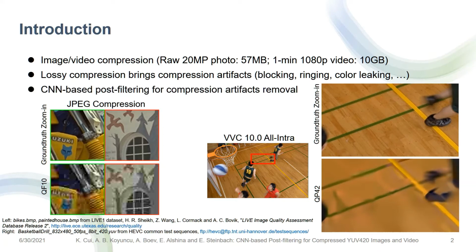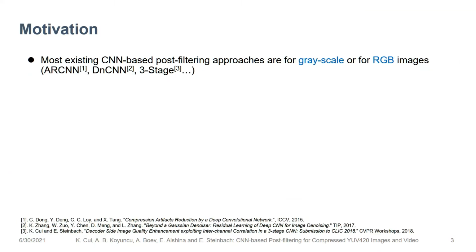That's why many post-filtering algorithms have been proposed for compression artifact removal. However, most of the existing CNN-based post-filtering approaches are designed for grayscale images or for RGB images, for example ARCNN, DnCNN, and the three-stage neural network.